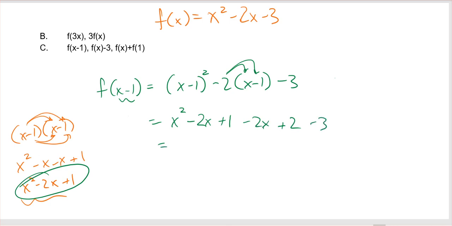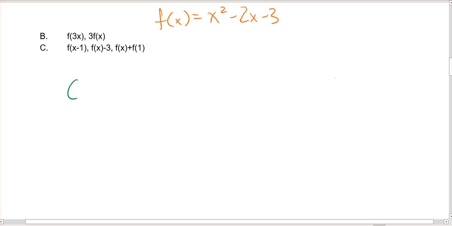Okay, now we're just collecting like terms. So x squared minus 4x here, right? We got 2 of these guys. And then 1 plus 2 is 3, minus 3 would be 0. So there you go. So we got f of x minus 1 right there, and that's what we would write. Okay, so I guess the point is, we can put stuff other than just numbers into our functions.